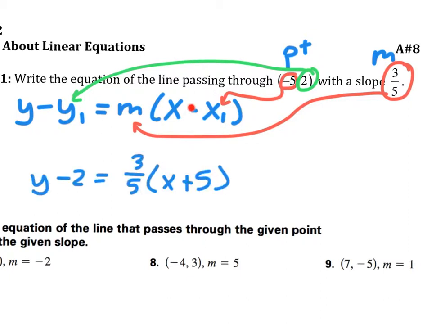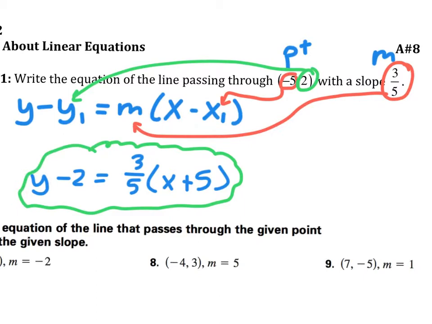The negative 5 goes here, and notice the double negative makes it into a plus 5. The 2 goes here, so I still have a minus 2. Positive 3/5 goes there, so I'm left with this. And this here is my answer. Write the equation in this form. Now, we could write it in another form if it asks you to. It might say put it into slope-intercept form, which means we would have to distribute here and get y by itself. But right now, if it just says write the equation, then you're done.